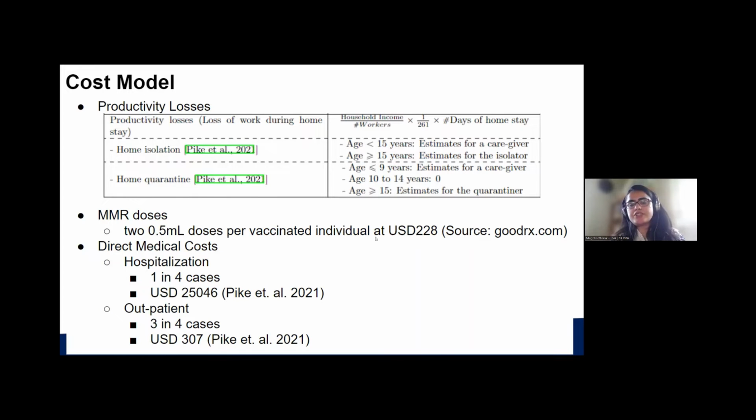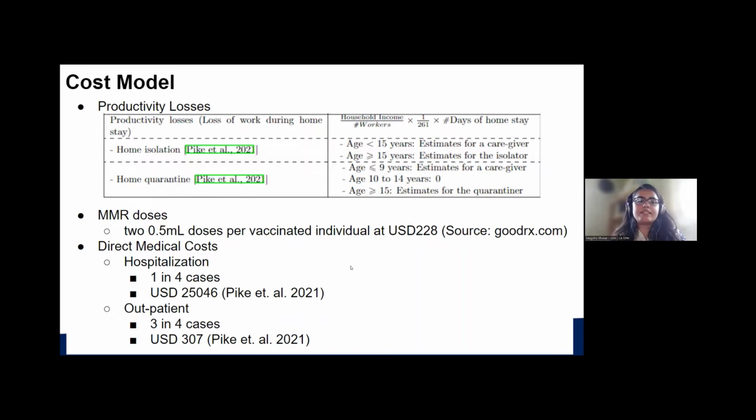For minors, or children less than the age of 15, if they're isolating, i.e. they are infected, they'll need a caretaker whose productivity losses we calculate. Or if any nodes younger than 9 years of age are quarantining, or if the household members are quarantining, any node younger than 9 years of age will need a caretaker, not a babysitter, but a household member who's staying home to accompany the child. And that's how the productivity losses are calculated.